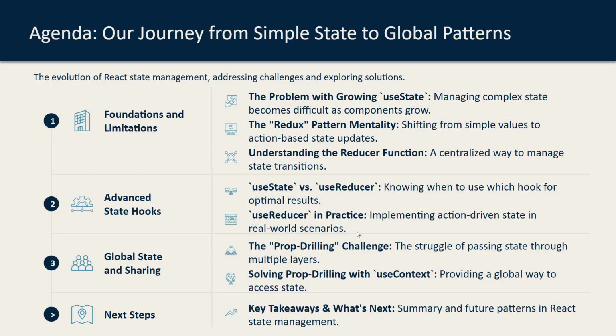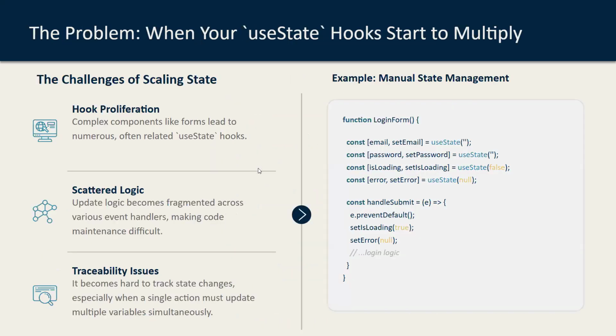After that, we'll move into global state and sharing, where we talk about prop drilling and how useContext solves it by making shared data available across the nodes in the DOM tree. Then we'll wrap up with some key takeaways and what comes next. So let's begin with the first challenge. What happens when your useState hooks start to multiply?